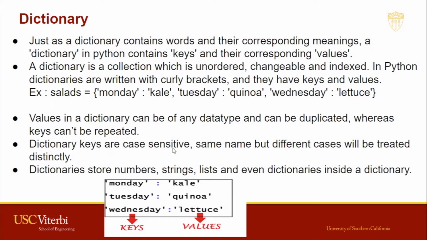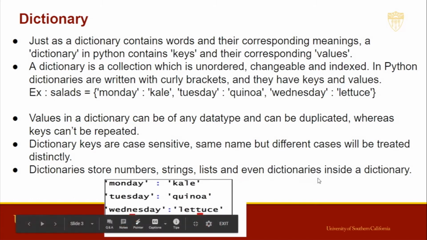And dictionary keys are case sensitive, so even if they have the same name but different cases, they are treated distinctly. Dictionaries can also store numbers, strings, lists, and even other dictionaries. So this is how the structure looks like. Monday corresponds to kale, Tuesday to quinoa, Wednesday to lettuce. So these are the keys and this is the list of values.